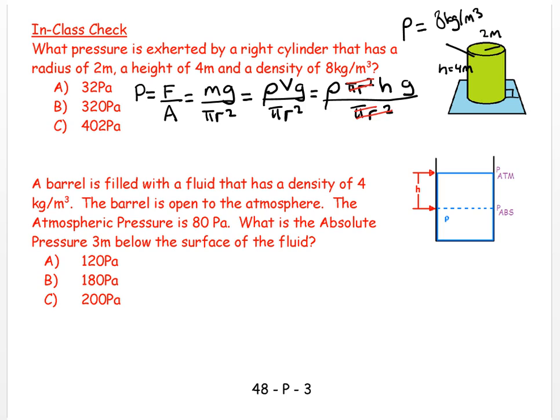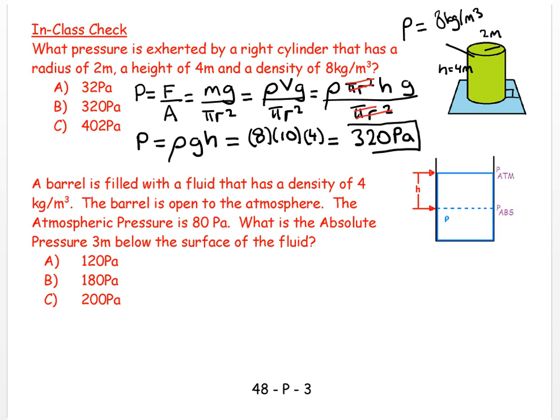And so I end up with pressure equals rho GH, which is the way we normally say it. In this case it's going to be 8 times 10 times the height, and the height is 4 meters, which would be 3/8 of 24, 4/8 of 32, 320 Pascal. 320 Pascal. There. So notice, please, that the radius actually does not matter, because if I widen the radius, I get a bigger area, but I also get more force because I have a bigger volume of this dense material.